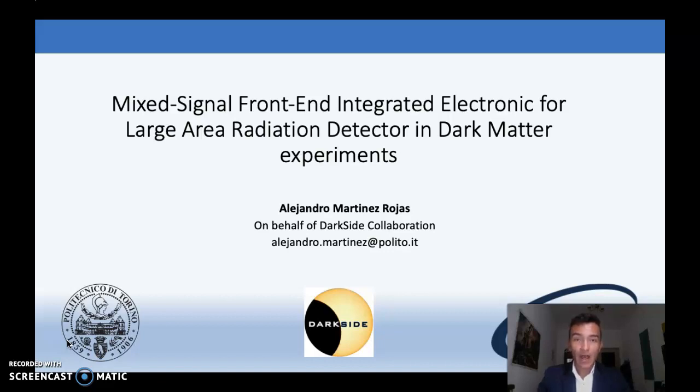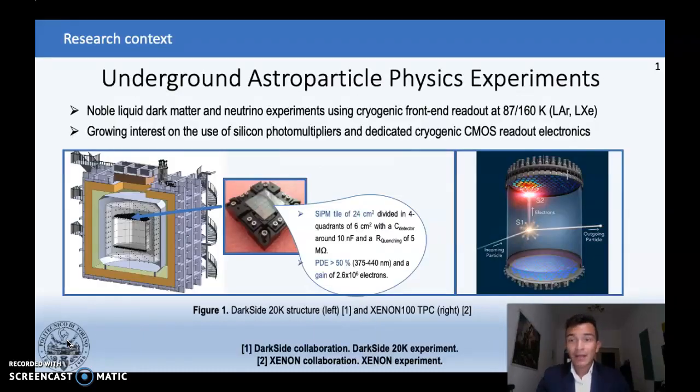In this project, I'm working on the design of the front-end integrated electronics for the readout of large area sensors, such as silicon photomultipliers, at 87 Kelvin. The electronics is focused on underground astroparticle physics experiments that are used to detect neutrinos and dark matter particles.